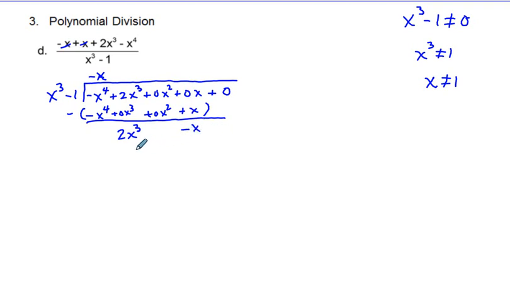And so we can go ahead and divide out. Well, what is 2x cubed divided by x cubed? Well, it's going to be plus 2. 2 times x cubed is 2x cubed. And we're going to have 2 times negative 1, which is going to be negative 2.